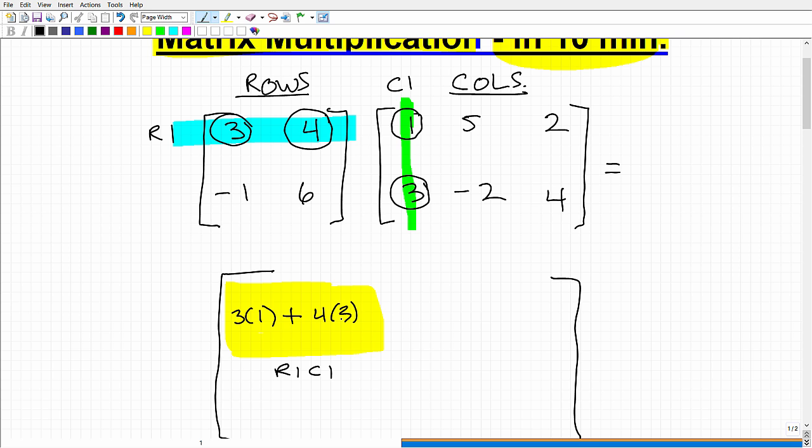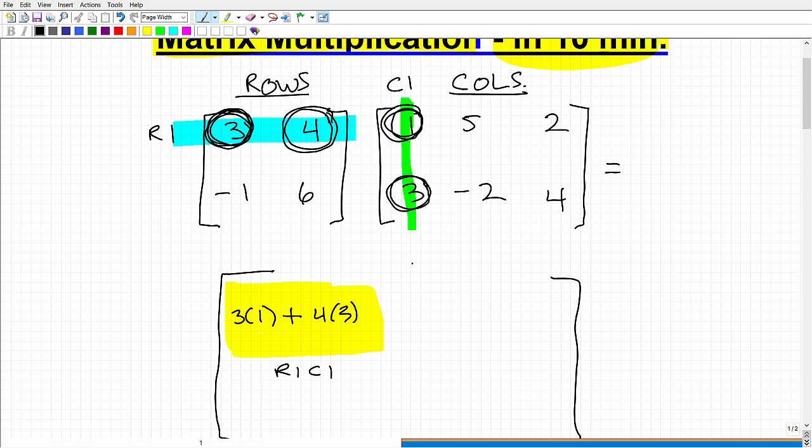Let's review it. So row 1, column 1, I'm using row 1 because you're going to use the rows of the first and the columns of the second. So you're going to start with the first entry. It's going from left to right and top down. So you're going to go with this and this, and you're going to multiply 3 times 1. Then you're going to add, and you're going to just scoot yourself over to the right and scoot down. Now, let's just continue. So you're now going to use 4 and 3.